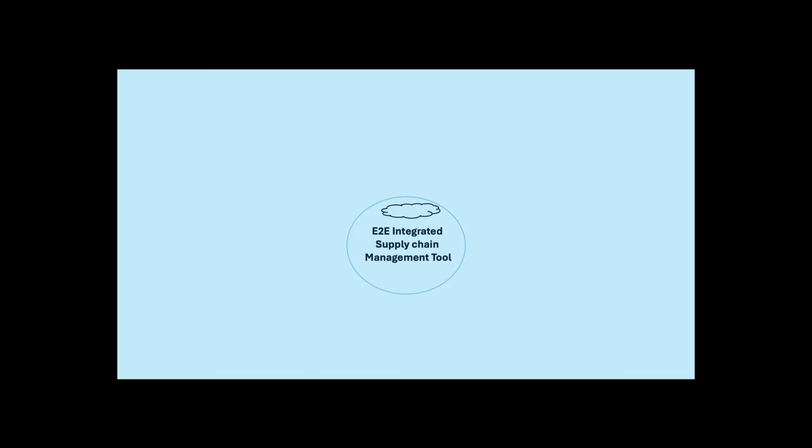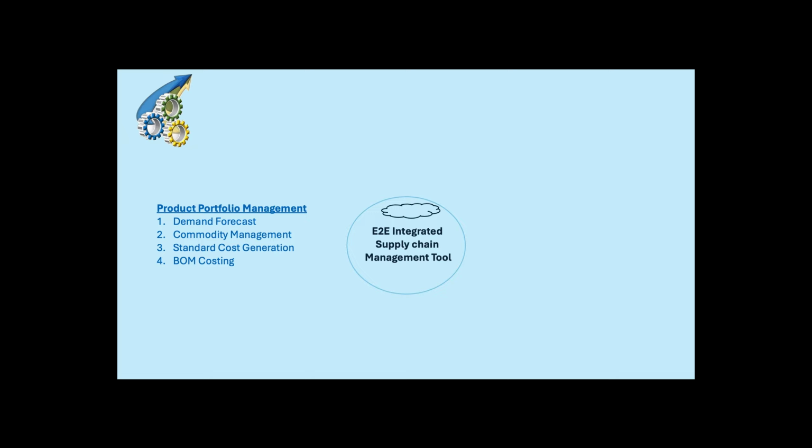End-to-end integrated supply chain management tool is a cloud-based automation tool which includes product portfolio management, which has demand forecast analysis, commodity management, standard cost generation, and bill of material costing. This product portfolio management is integrated with the procurement tool, which collects demand information, cost information, on-hand quantity information, purchase order information, lead time, and minimum order quantity.